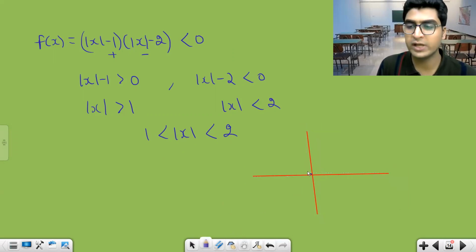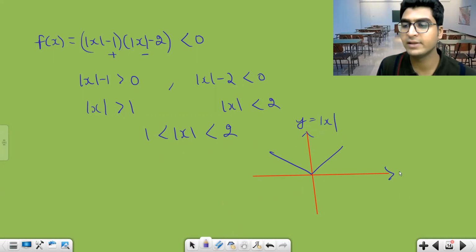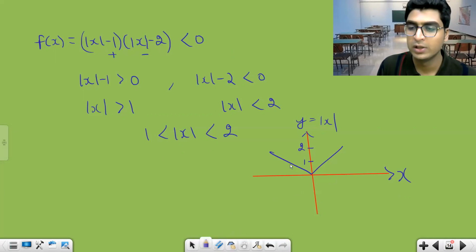Mod x, we know it looks like this. Mod x, here it is, y equal to mod x is here, x is here. So mod x equal to 1 is here, mod x equal to 2, let's say, here. y is equal to mod x, y1, y2, that is mod x1, mod x2. So for which values of x will mod x be between 1 and 2?